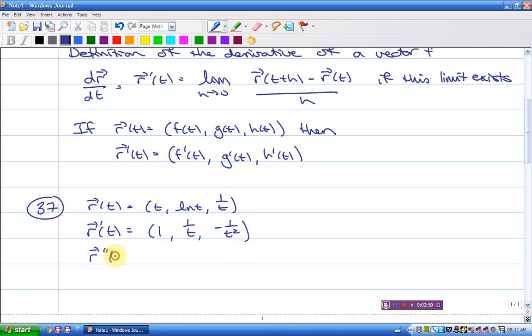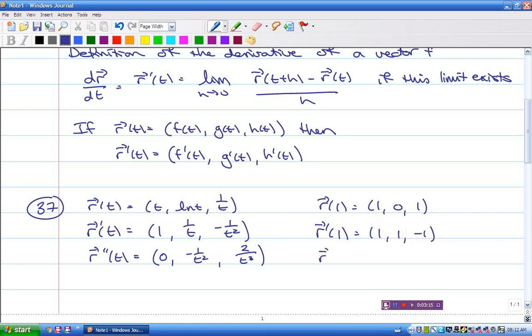And then the double dash would be 0, minus 1 over t squared, and that would be what? That would be 2 over t cubed. And so r of 1 would simply be 1, 0, 1. r dash of 1, oops, that should be a 1, will be what? 1, 1, minus 1, and r double dash will be 0, minus 1, and 2.